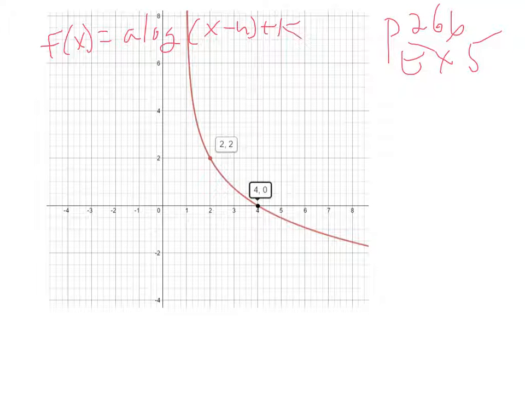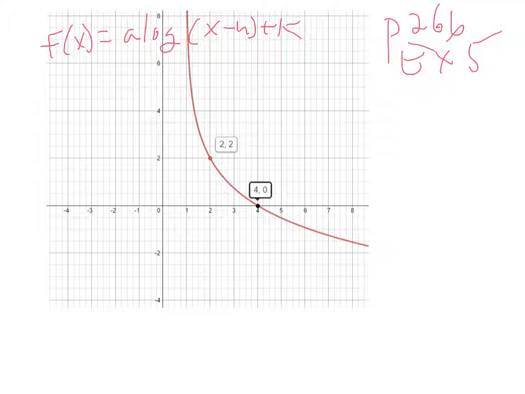So for this graph here, if you take a look at page 266, example 5, that's a very good one to look at. So I'm seeing a log graph that has a vertical asymptote of 1 instead of 0. So that tells me it's been shifted right 1.